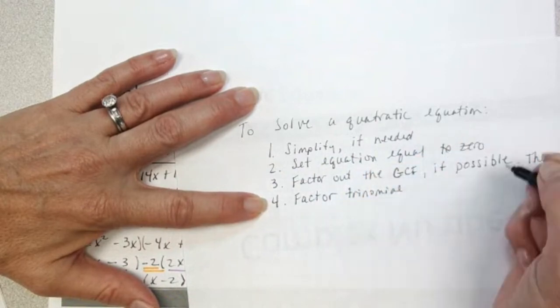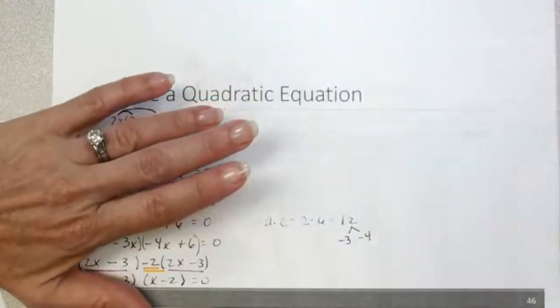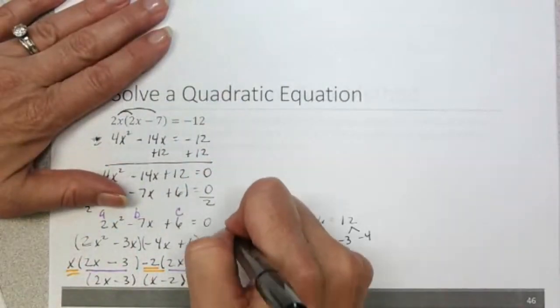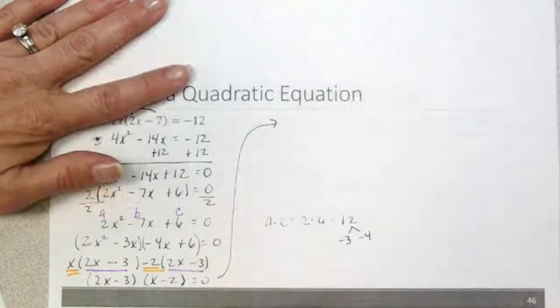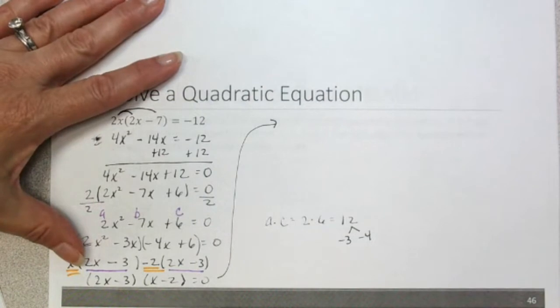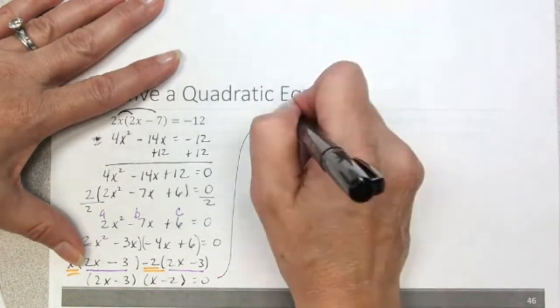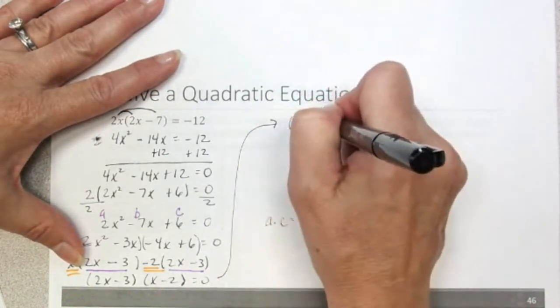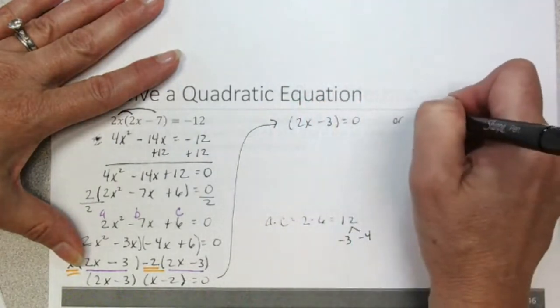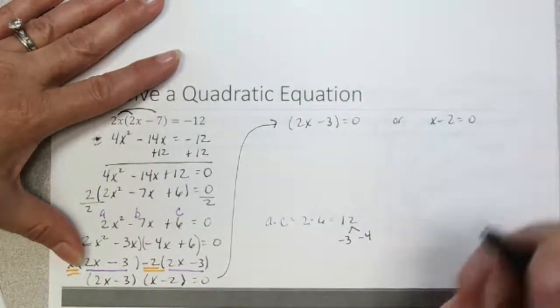Okay, might need to do the AC method there, might not. Okay, so I've got it factored. All right, now we can continue solving. Let's do it up here since we're out of room. If 2x minus 3 times x minus 2 is equal to 0, then the zero product principle tells us that either 2x minus 3 equals 0 or x minus 2 equals 0.